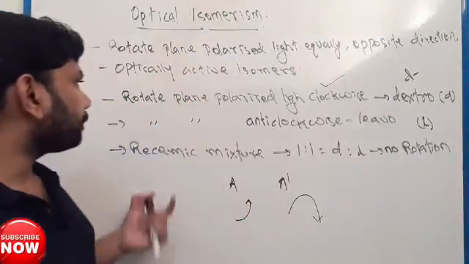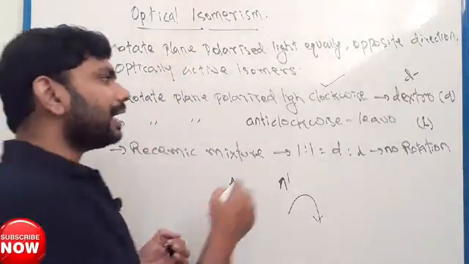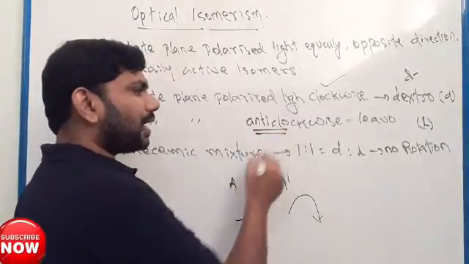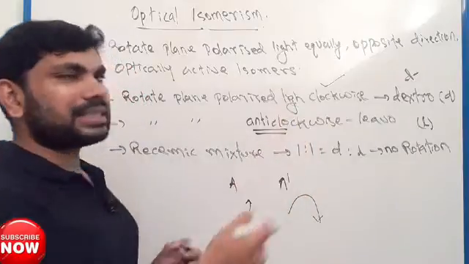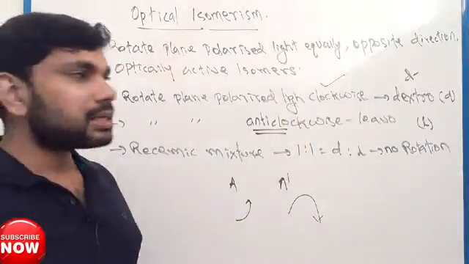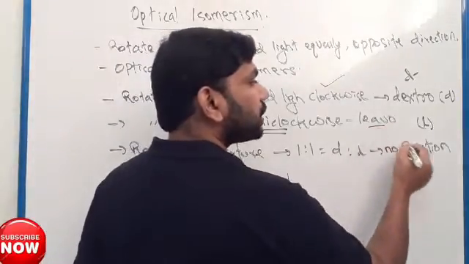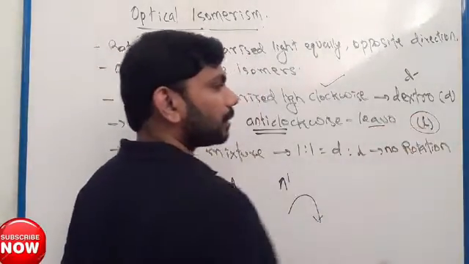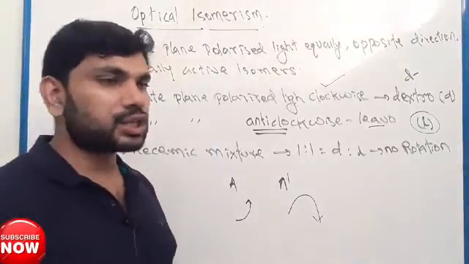Look here, next one. An isomer that rotates plane polarized light in the anti-clockwise direction. This is clockwise direction, and the next one is opposite, anti-clockwise direction. Such isomers are called levorotatory isomer or L isomer.